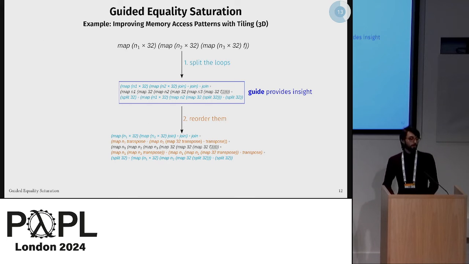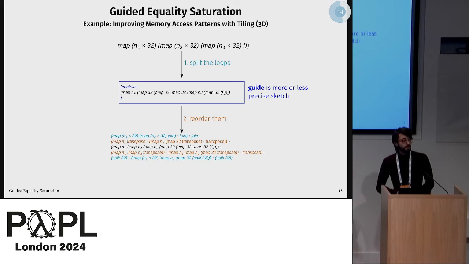What does this look like on the 3D tiling example? So at the top of this slide, we still have the same program that we started from in the 3D tiling case earlier. But now, instead of trying to directly find the tiled program at the bottom of the slide, we are introducing this intermediate step. So the guide here provides the insight that to apply tiling, it's actually easier to first split the maps before reordering them. So we are decomposing this optimization in 2 stages.